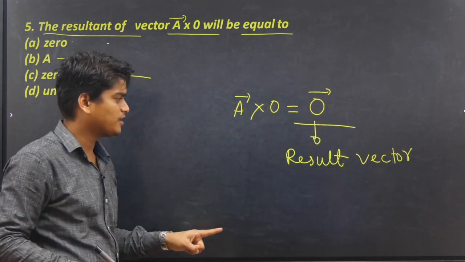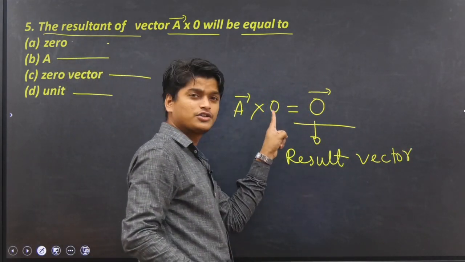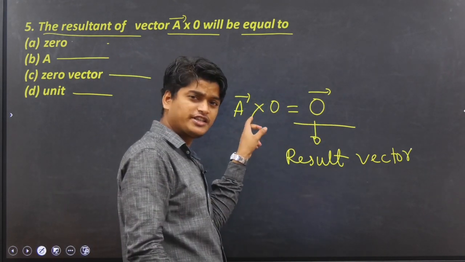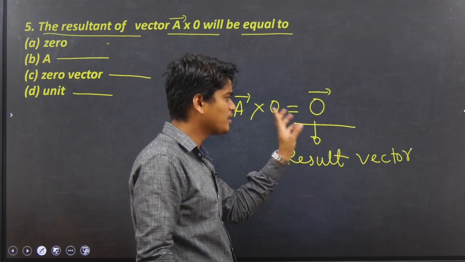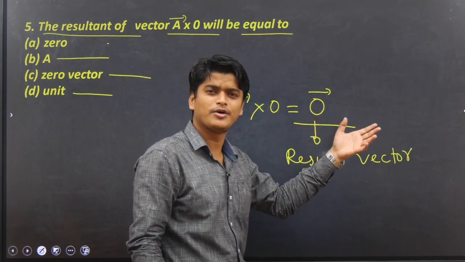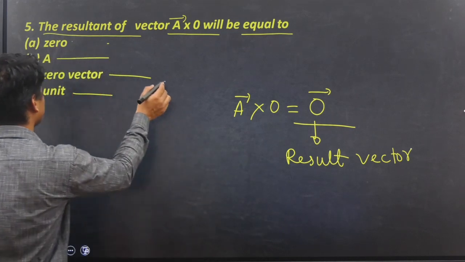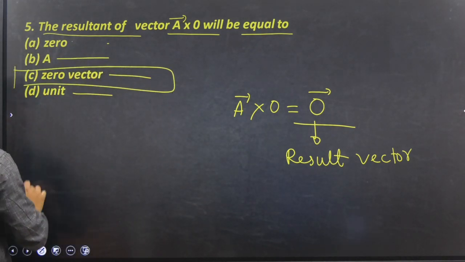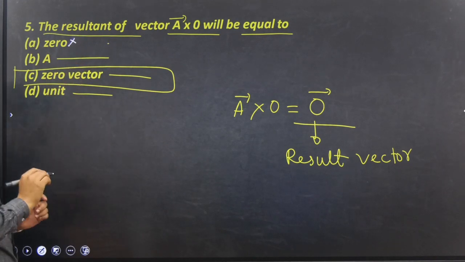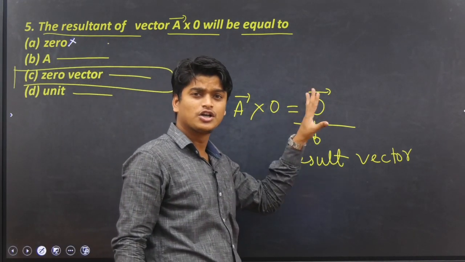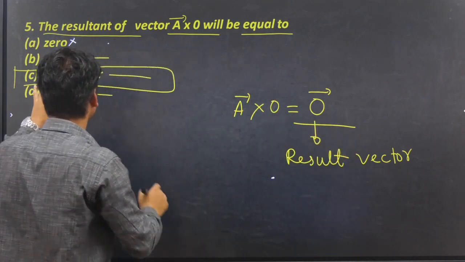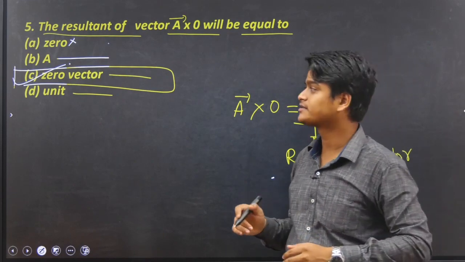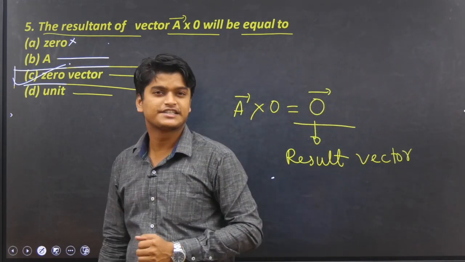If the result is a vector, then here A cross 0 comes, anything multiplied with 0 is 0, so 0 will come, and as cross product is there, the result will be a vector. So 0 plus vector, then what will the answer be? 0 vector. So by mistake don't put 0 as the answer. 0 won't be the answer. It is 0 that comes, but due to cross product, the result is always a vector. So that's why the answer will be 0 vector. Be careful about this wording, because sometimes they can ask it. So this is your answer, option C.